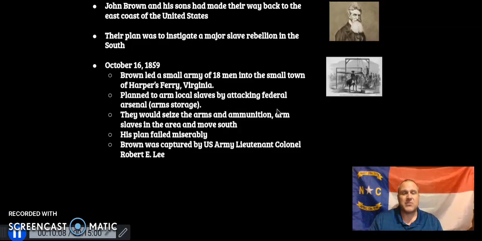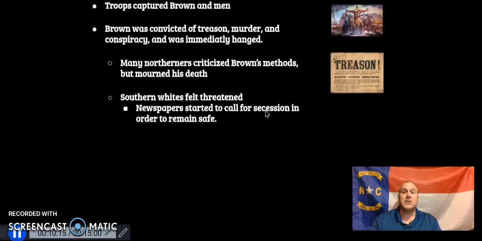He's trapped inside Harper's Ferry. He winds up getting captured with two of his sons, and he's actually captured by Robert E. Lee, who happens to be the Confederate general during the Civil War. John Brown was convicted of treason, murder, and conspiracy, and was immediately put to death by hanging. Northerners criticized Brown's methods. Like I said, is he a terrorist? Is he going around just killing people? But he was very abolitionist, anti-slavery, so they mourned his death.